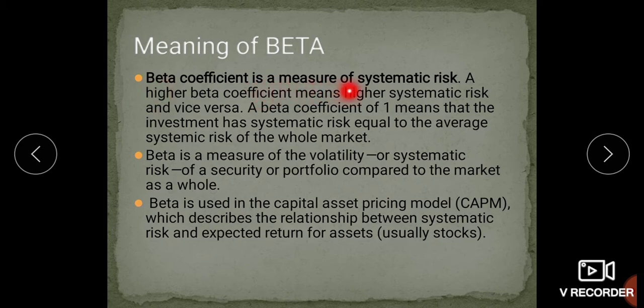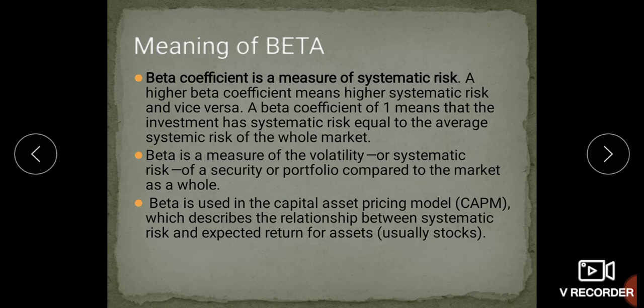A higher beta coefficient means higher systematic risk, and a lower beta coefficient means lower systematic risk. A beta coefficient of 1 means the investment has a systematic risk equal to the average systematic risk of the whole market. Normally the beta of a particular share will be less than 1 or more than 1, or sometimes it may be equal to 1.